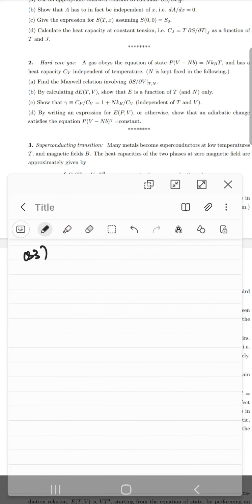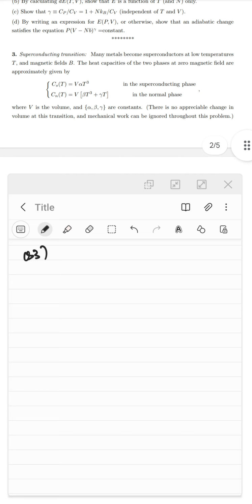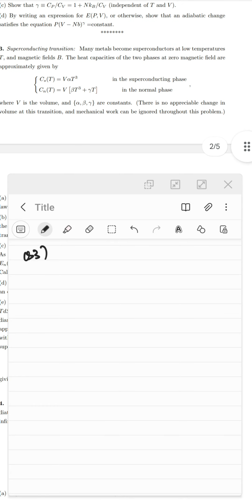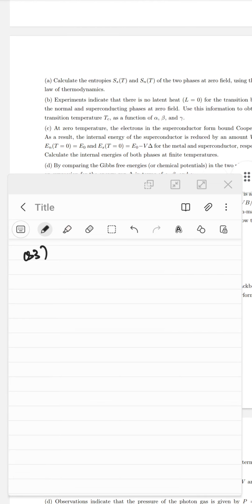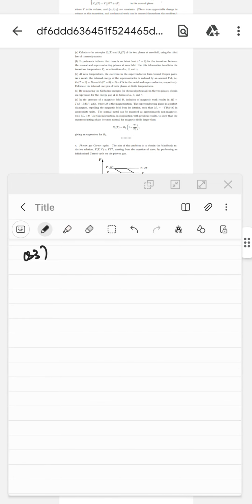Okay, next question, third. Question 3 is, many metals become superconductors at low temperature T and magnetic field B. The heat capacity of the two phases at zero magnetic field are approximately given by this and that. So the superconducting phase and the normal phase. Where, so this is with respect to C sub S, C sub N. Okay, these subscripts mean superconducting and normal. So the heat capacity is at constant volume, obviously. V is the volume, okay, whatever. There is no appreciable change in volume in the transition, and mechanical work can be ignored throughout the process. Cool. Okay, that's a big question. It's a lot of text.